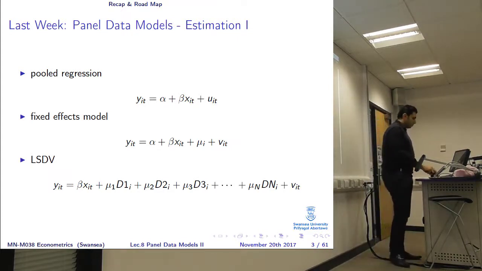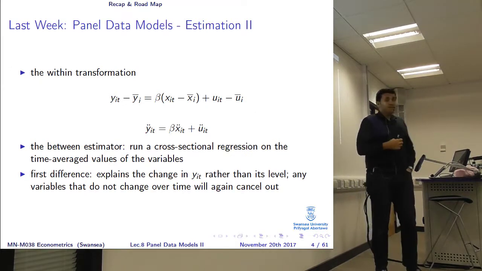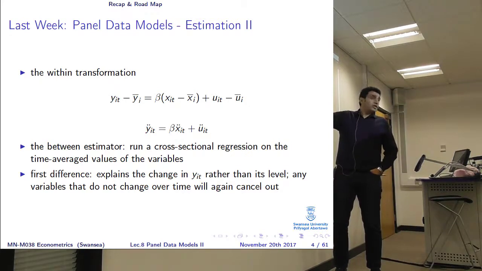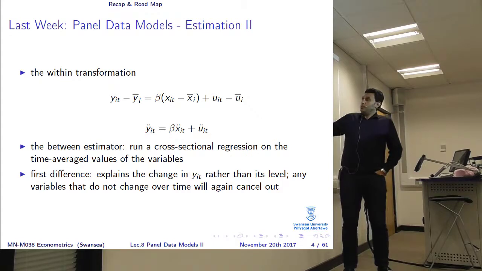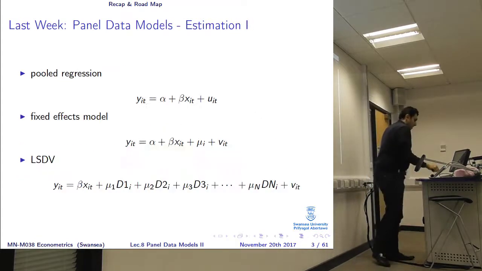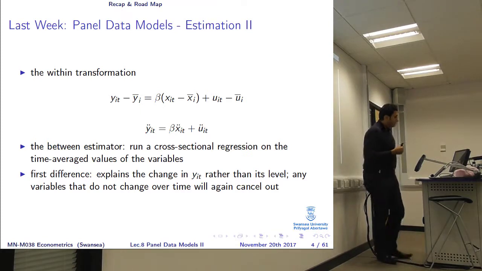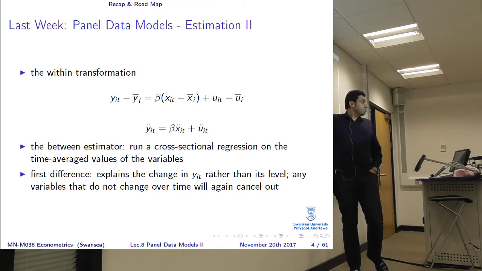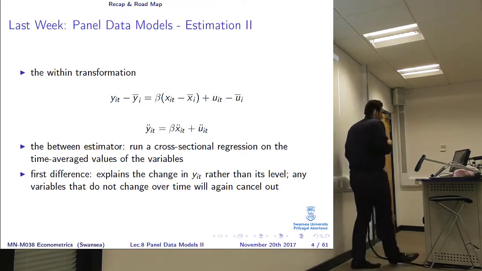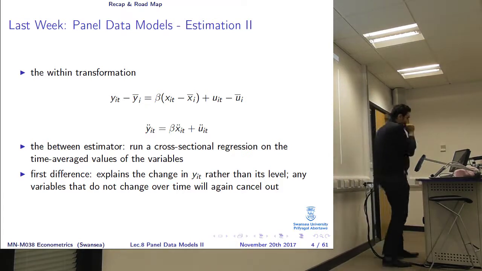One way to deal with this problem is to transform the model, and we discussed this, the within transformation. The way we do it, we get the average for each cross-section, and then we estimate this model rather than the model with all these dummies. Alternatively, we could have the between estimator, where we run a cross-sectional regression on the time average values of the variables. So you average across time, not across i. Here we take the average for each cross-section unit, but in this one we take the time average values of the variables.